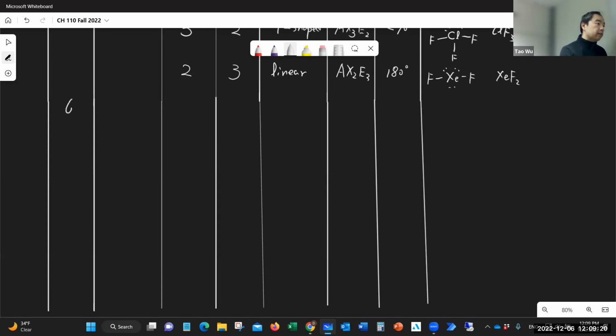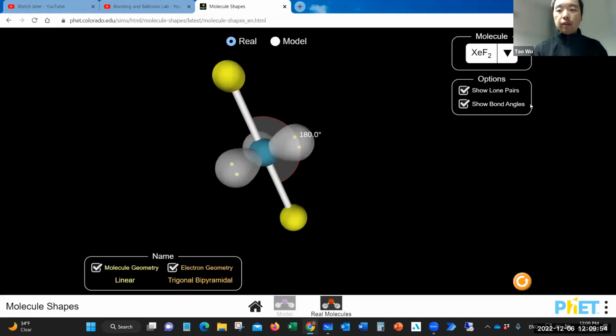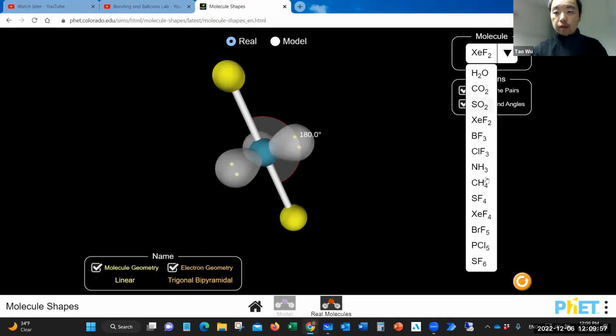Okay, so now if we have a 6 electron domain, then this is called octahedral. Obviously, if we have 6 bonding domains and no lone pairs, they are still going to call it octahedral. And then the formula is just AX6, since this guy has 6 atoms around it. The bond angle is exactly 90 degrees.